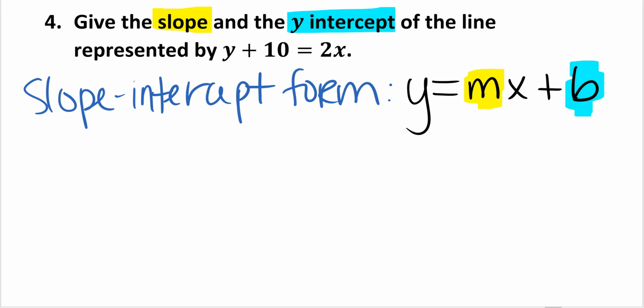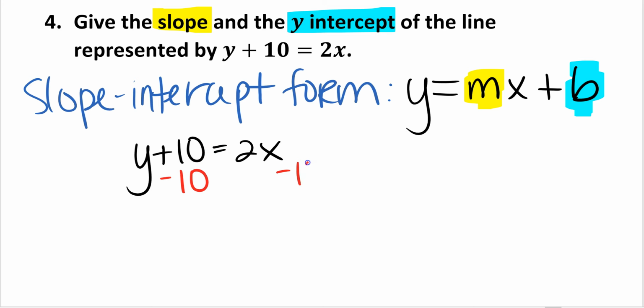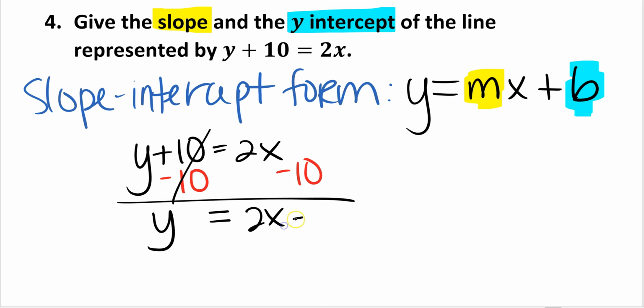So I want to rewrite the equation y plus 10 equals 2x into slope-intercept form. So I need to get y by itself. Right now I have this plus 10 on the left side of the equal sign. I want to move that, so let me subtract 10 from both sides. And when I do that, I'll have y, 10 minus 10 cancels out, equals 2x minus 10. And if you look, it is now in slope-intercept form.